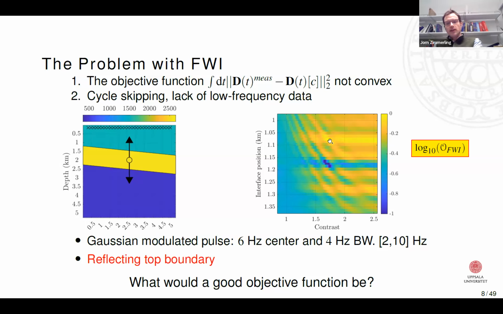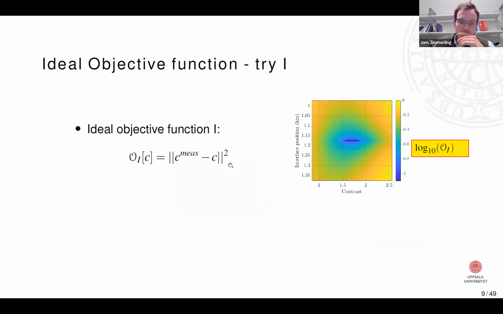Now, what I want to spend the first slides on is trying to say we're allowed to dream what would be a good objective function for FWI. Clearly, the data mismatch is not a good objective function. What would a good objective function be? Let's start with the best thing we could hope for. We could measure the velocity. This is a bit silly, of course, because if we could measure the velocity, we would have solved the inverse problem. But a nice objective function would be c minus a modeled c.